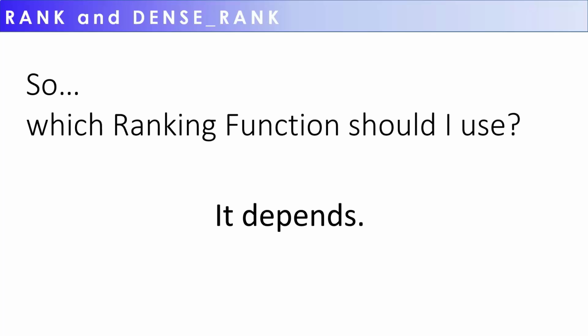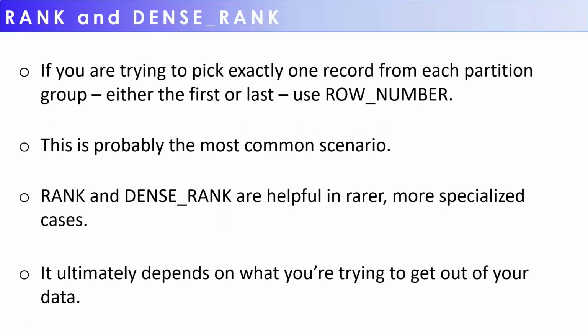The answer, and I really hate to sound like a politician here, is that it depends. Now, from my experience, the brute force ranking approach of row number is sufficient or really even preferable most of the time. Very often, we are trying to pick exactly 1 record from each partition group, either the first or the last typically, meaning row number guaranteeing that only 1 record will be given a rank of 1 is ideal. Rank and dense rank can also be the right tools in rarer, more specialized cases. It all really depends on what exactly you're trying to get out of your data. But they're good tricks to have in your bag, as the kids say, just in case.